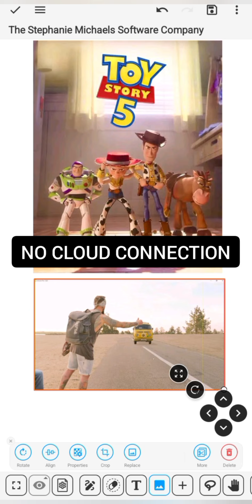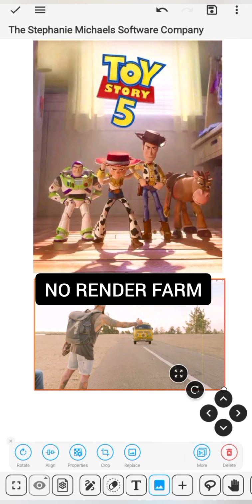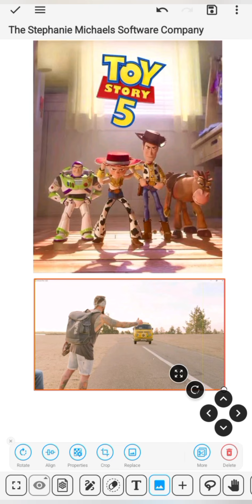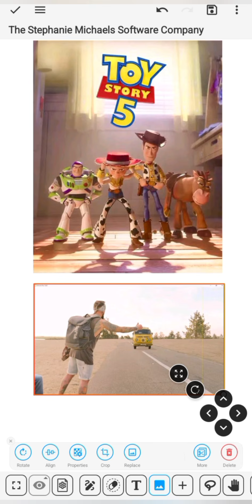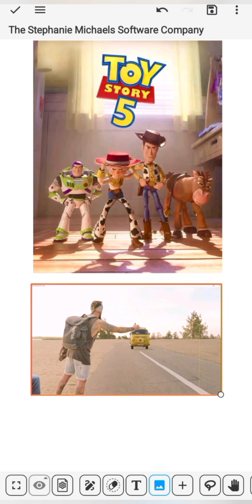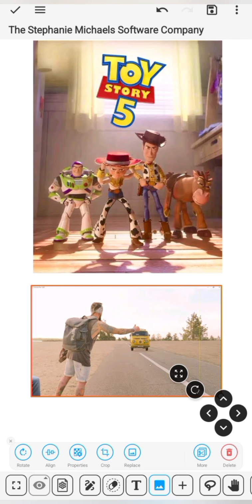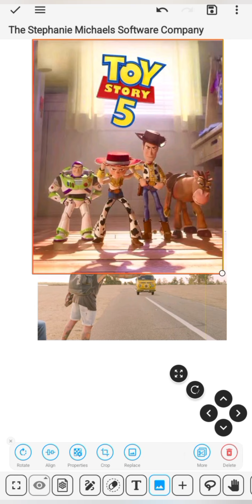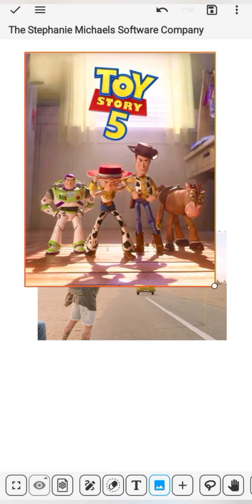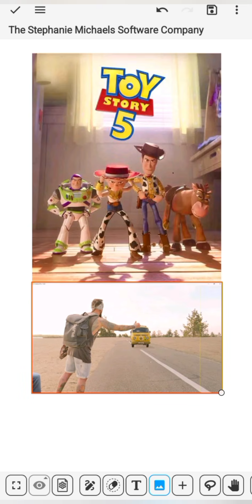I didn't have to connect to the cloud. I didn't have to use cloud rendering. I didn't have to pay a render farm. I didn't have to use AI. I did this by myself, isolated, independently, with one laptop. An NVIDIA GTX 1050 laptop produced this quality image. And it looks just as good as Pixar level animation. That's what we're showing you here. That's the revolution of the Univah technology.